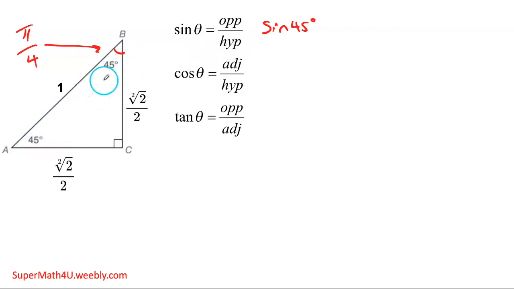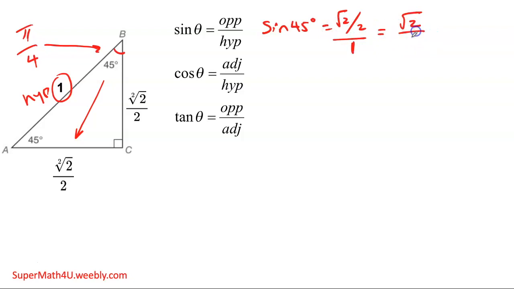Let's take this one, for example. Opposite is square root of 2 over 2 divided by my hypotenuse, and my hypotenuse is 1. Anything divided by 1 is the same thing, so square root of 2 over 2, and that's my sine of 45. Cosine. So instead of calling them 45 degrees, let's call that pi over 4, which is the same as 45 degrees. Adjacent over hypotenuse.